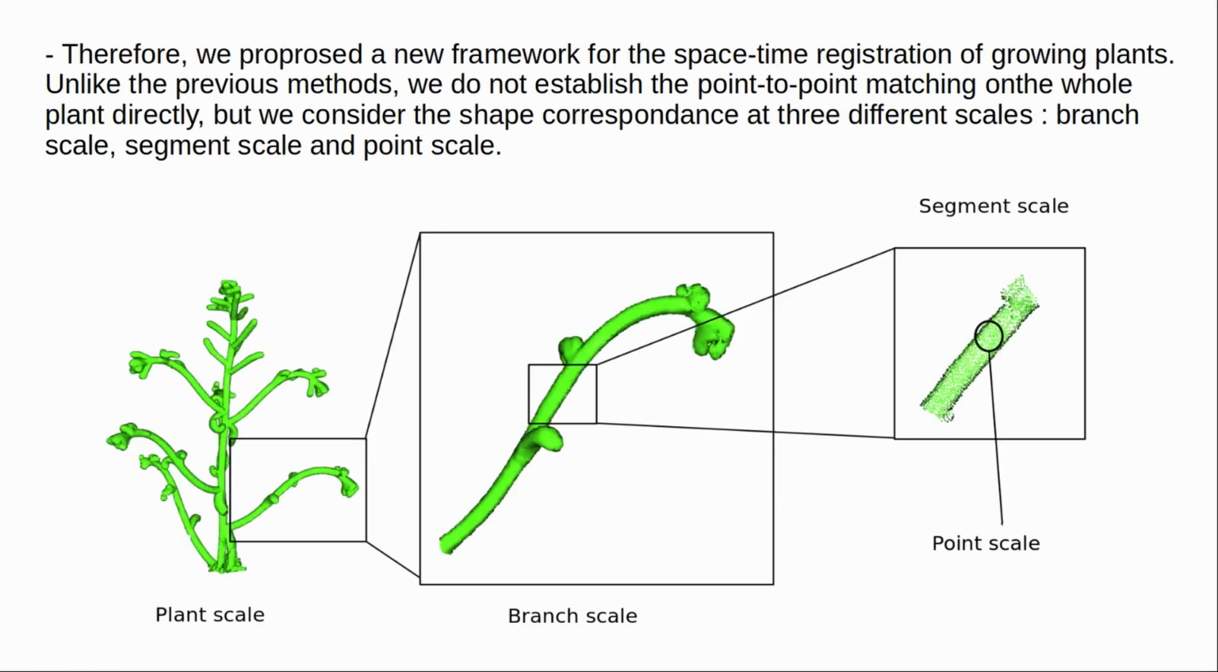Therefore, we proposed a new framework for the space-time registration of growing plants. Unlike the previous methods, we do not establish the point-to-point matching on the whole plant directly, but we consider the shape correspondence at 3 different scales: branch scale, segment scale, and point scale.